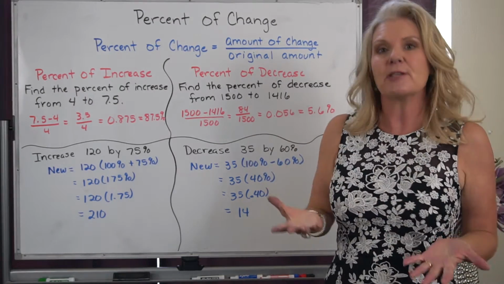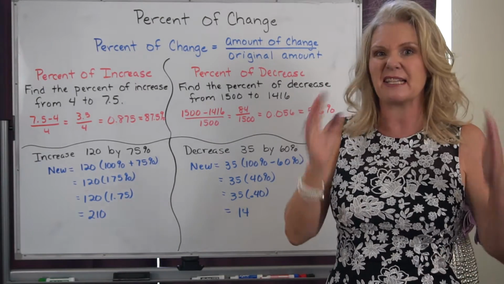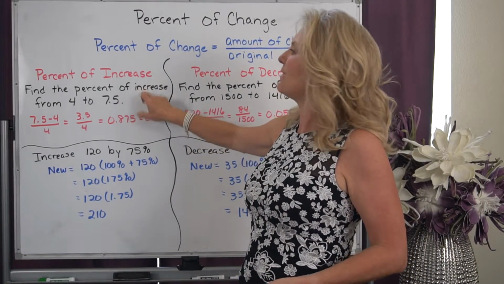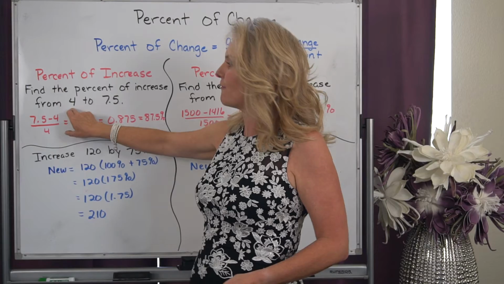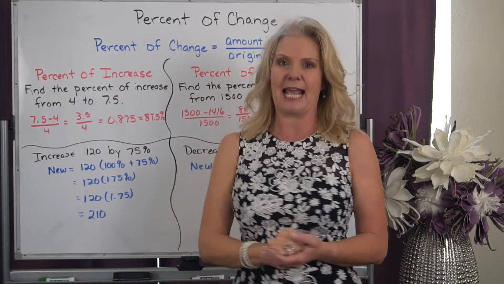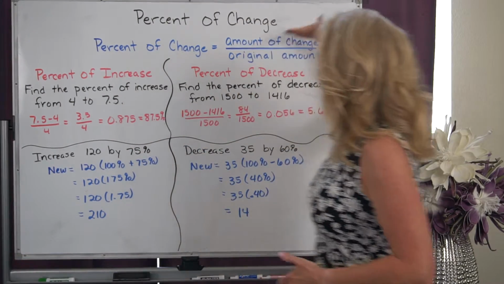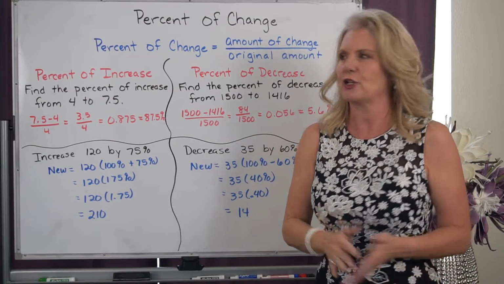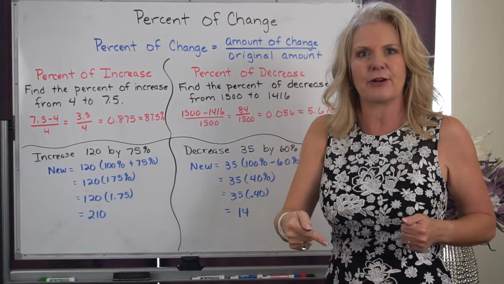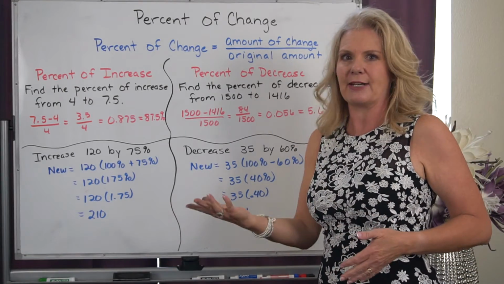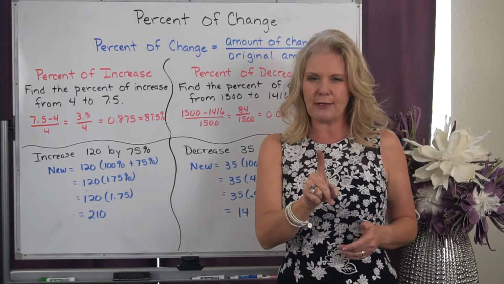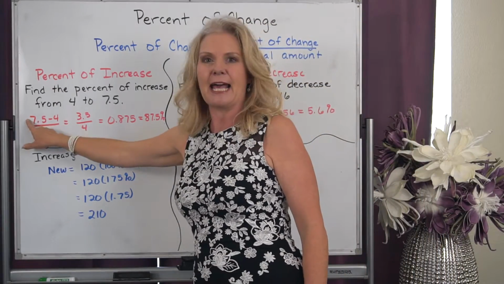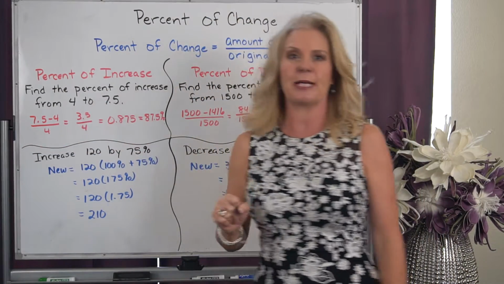The concept of how we form our ratio is exactly the same. So say we wanted to find the percent of increase going from 4 to 7.5. Well, remember the top of that ratio, that's my amount of change. So I've got to find out the difference between 4 and 7.5. When I use that word difference, it means subtraction. So if I take 7.5 and I subtract 4, I get 3.5.